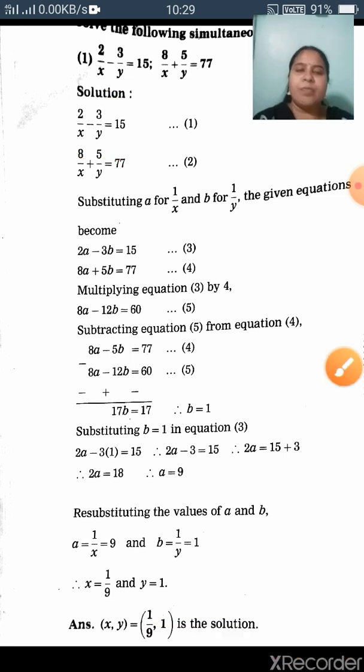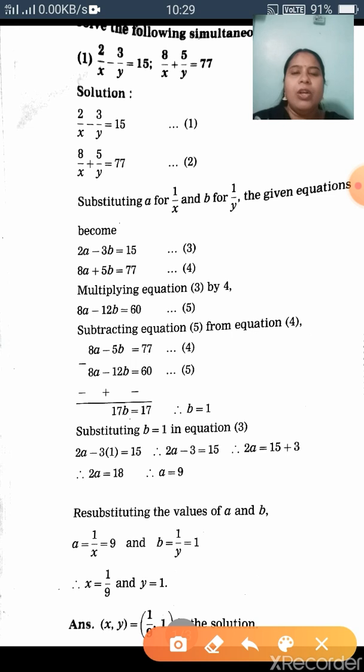So now how will this equation reduce if I give the substitution 1 upon x as a and 1 upon y as b? This will reduce to 2 into 1 upon x, and 1 upon x is nothing but a. So we will get 2 into 1 upon x, that is 2a, and minus 3b. Why b? Because b is nothing but 1 upon y. So the first equation will be 2a minus 3b is equal to 15.